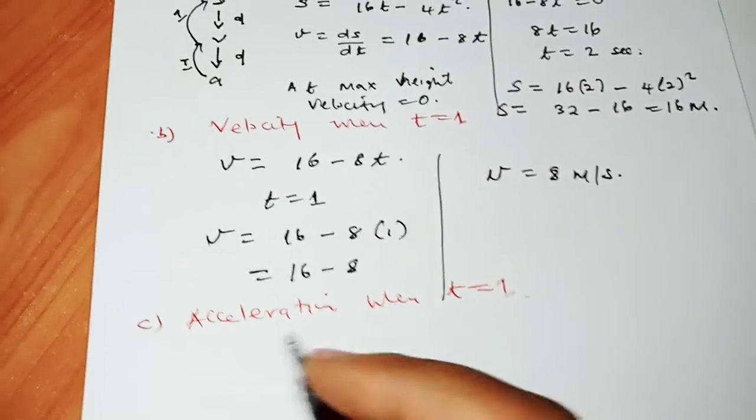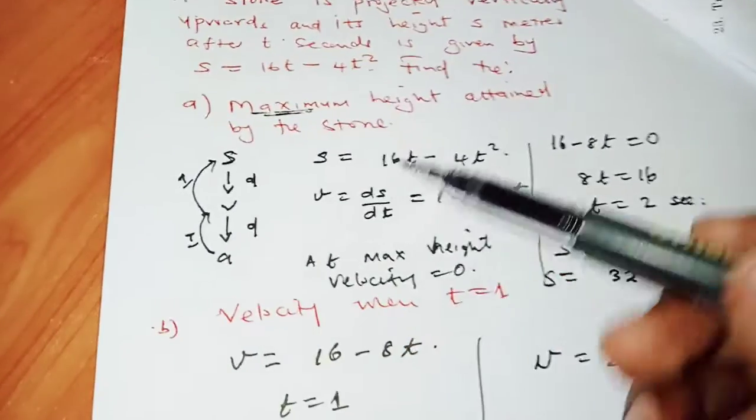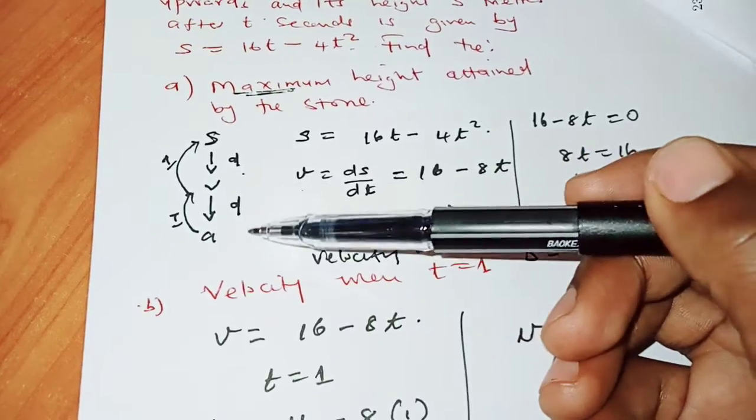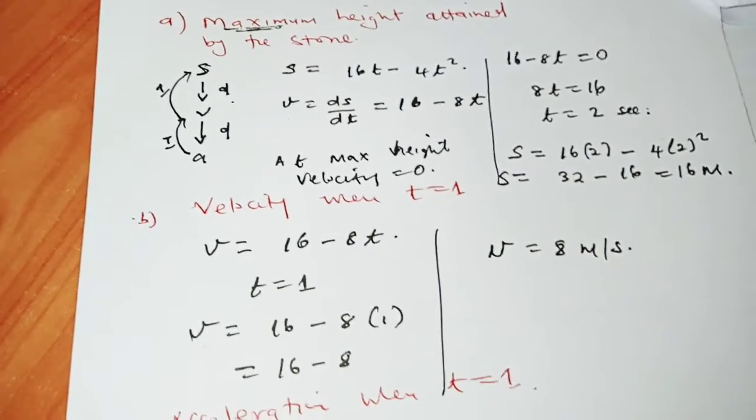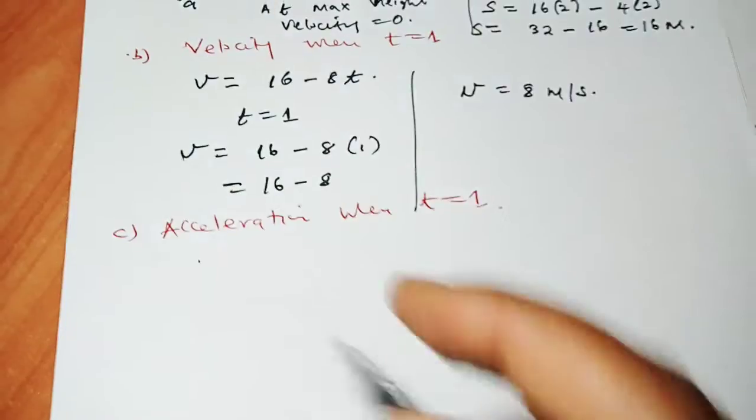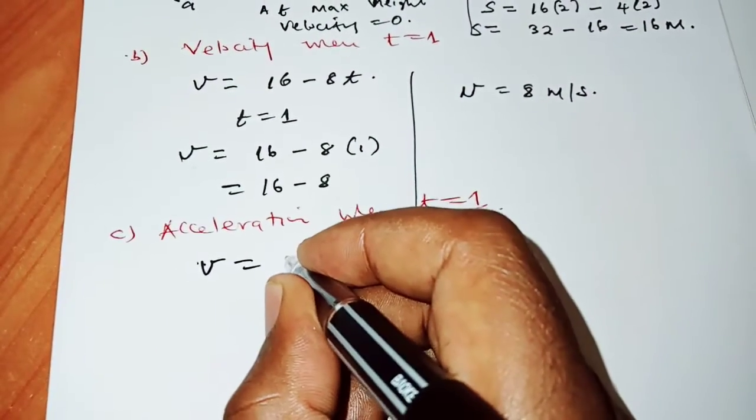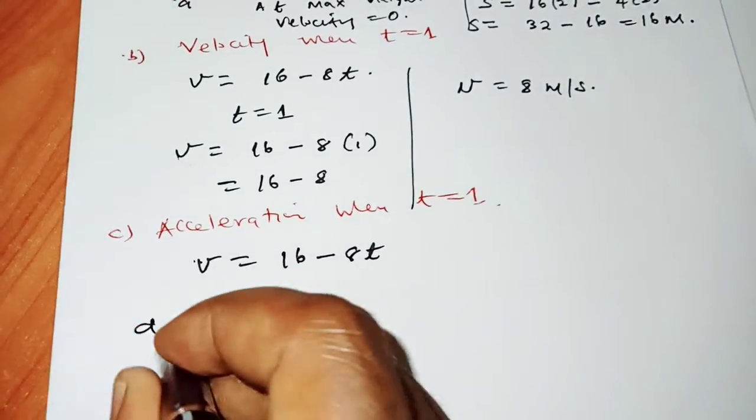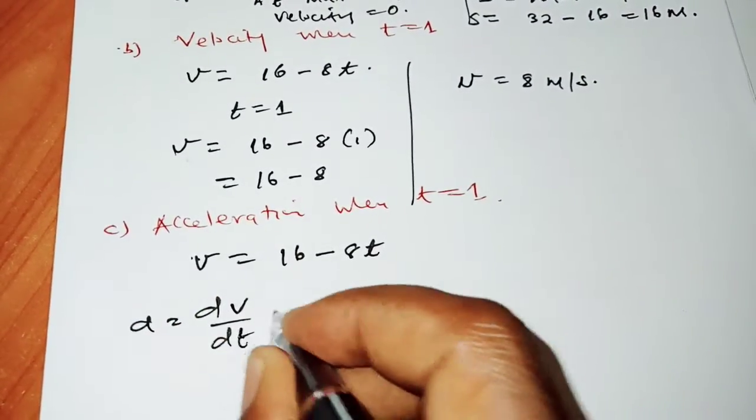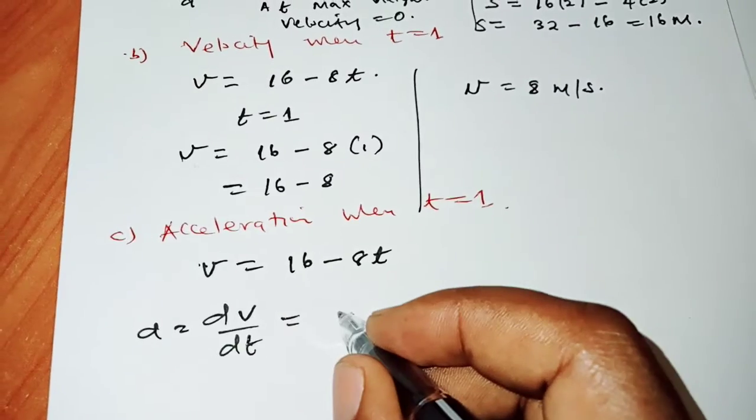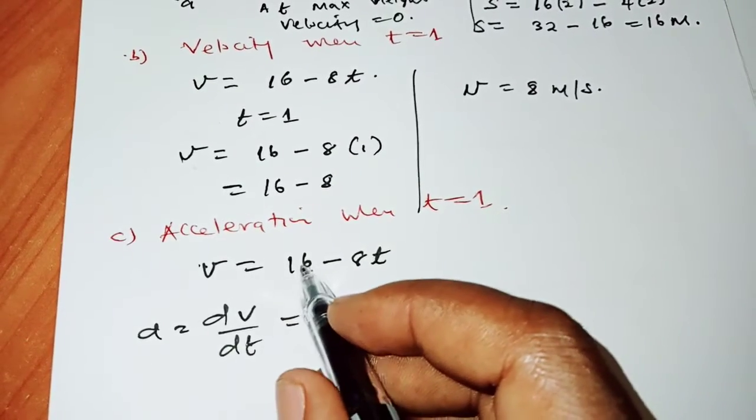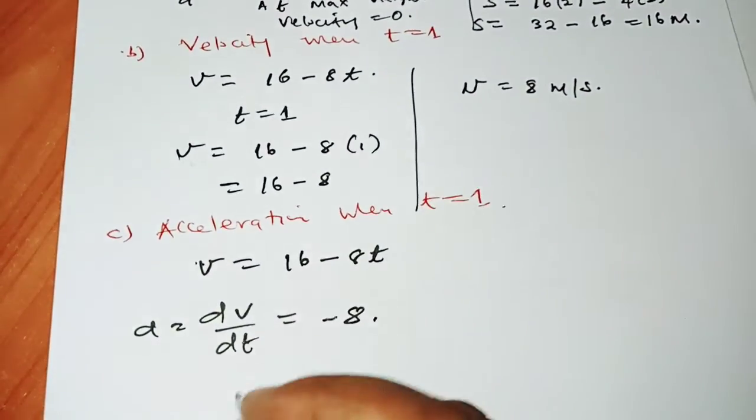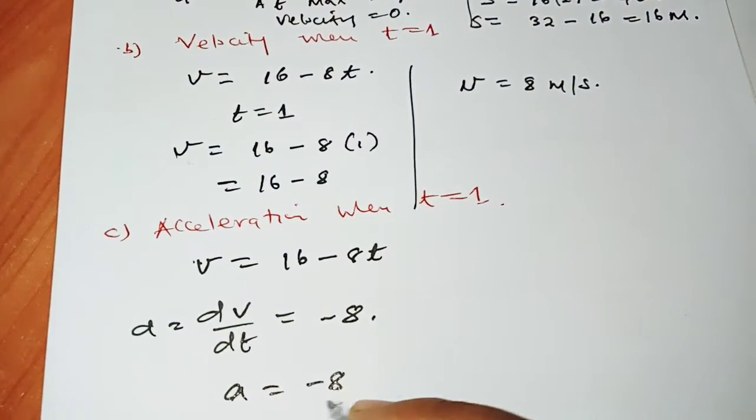Okay, that's done. Acceleration: going back to our way of doing things, when you're given velocity, to move from velocity to acceleration, we differentiate further. So we already know that v is equal to 16 minus 8t. So a is equal to dv over dt, change in v over change in t, and the derivative of 16 is 0, the derivative of minus 8t is negative 8. So a is equal to minus 8.